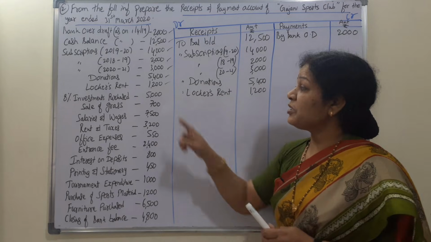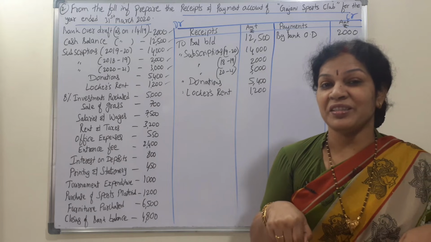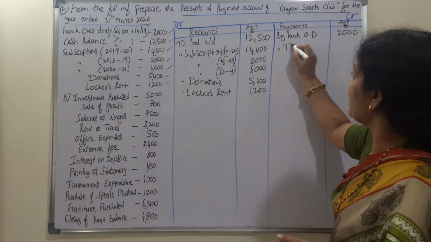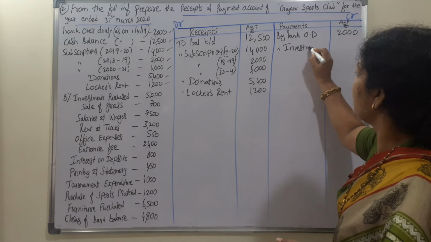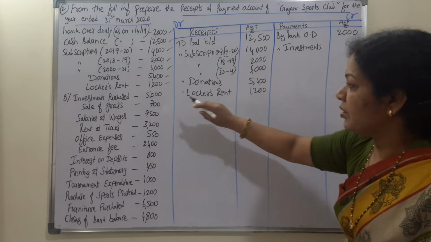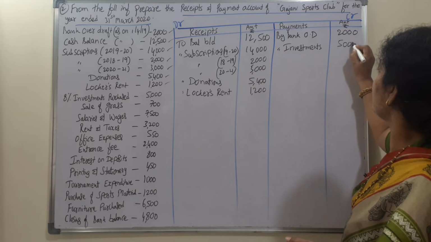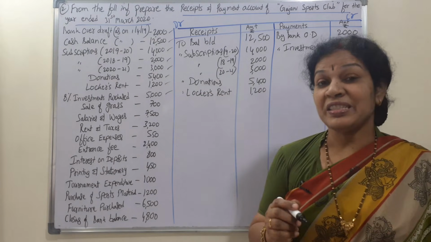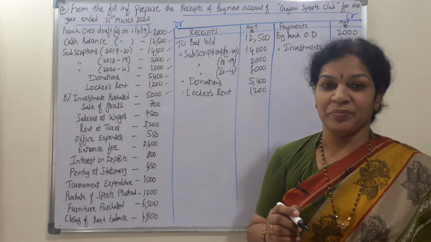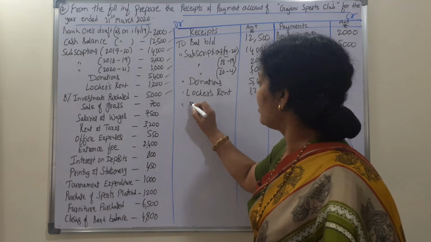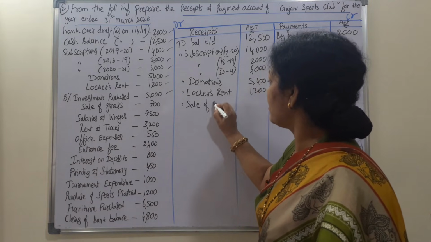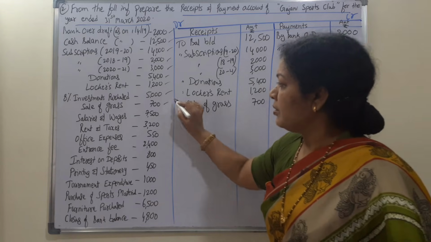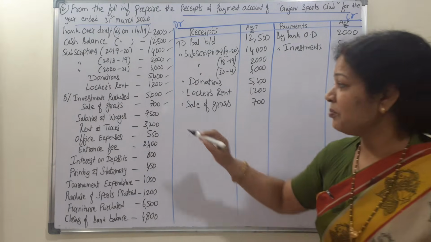Next, 8% investments purchased. We are purchasing investments. Is it a payment or receipt? Purchasing is a payment, so on the credit side we write investments, 5,000. Next, sale of grass. We are selling grass, which means it's income. All income goes on the debit side. Sale of grass, 700. Next, salaries and wages, payment, credit side.